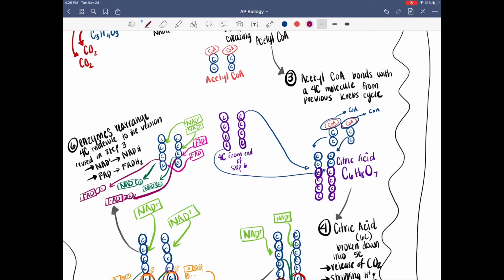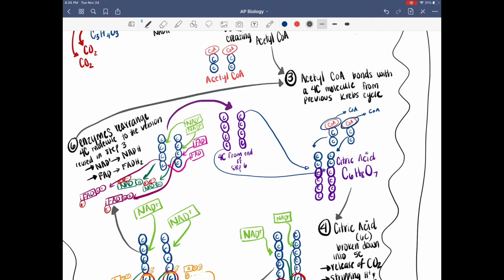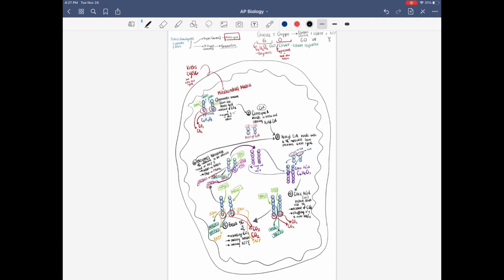So something a little different about FADH2 is that it's only going to hold 1 electron, whereas as we remember, NADH carries 2 electrons. So I want to draw that in on this part just so we remember. Then from step 6, this is the 4 carbon molecule that's going back into step 3. Let's look at our products.